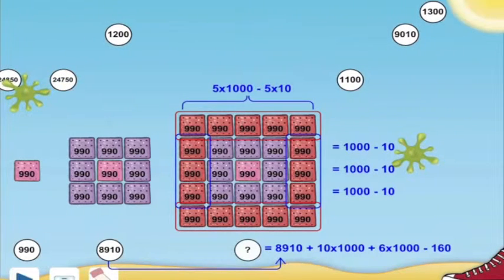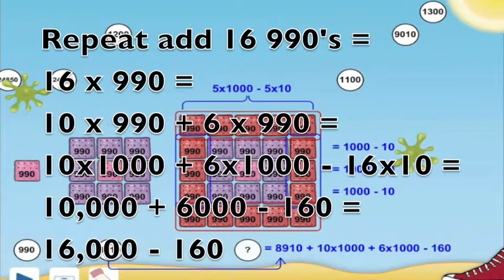the last pattern. We will find the total value of the pattern by adding the sum of 16 990s to the previous total. We will start by using the same math strategy we used in the first example. We will turn the 990s into 1000s. We just need to make sure to subtract away as many tens as we use to turn 990s into thousands. We then have that repeat adding 16 990s is equal to 16 times 990.